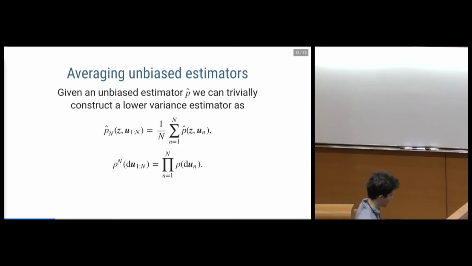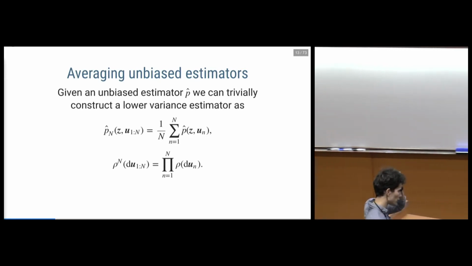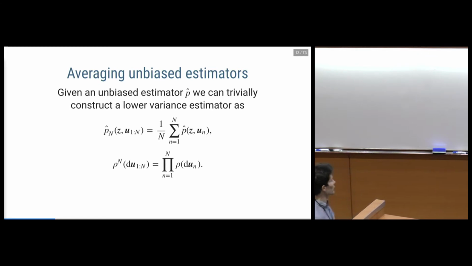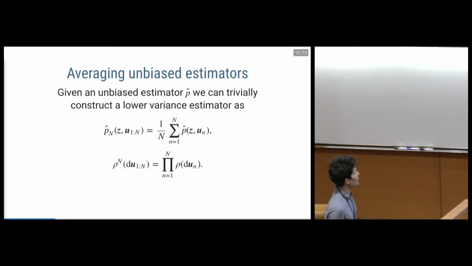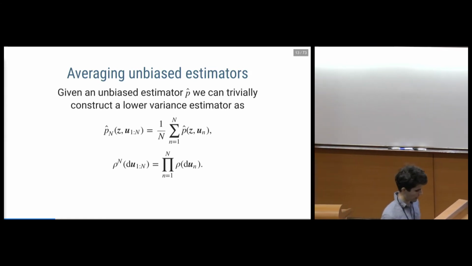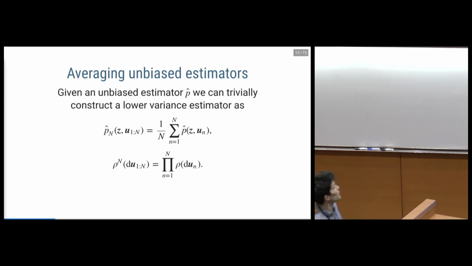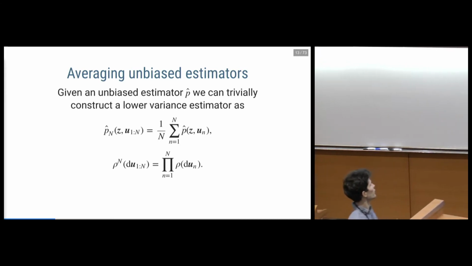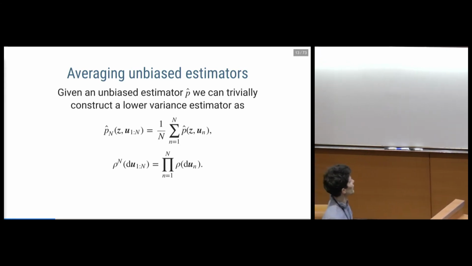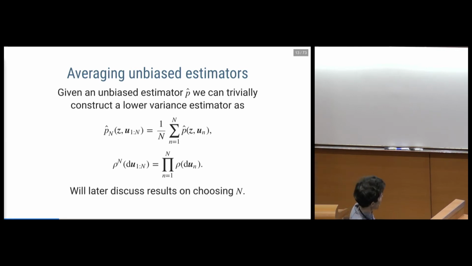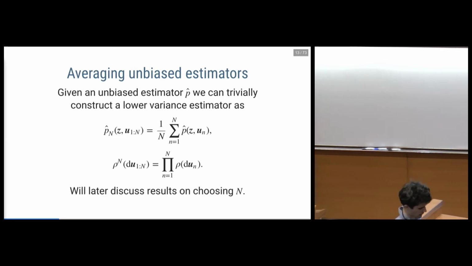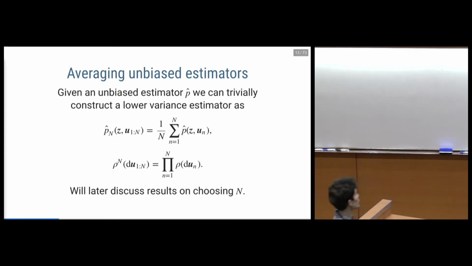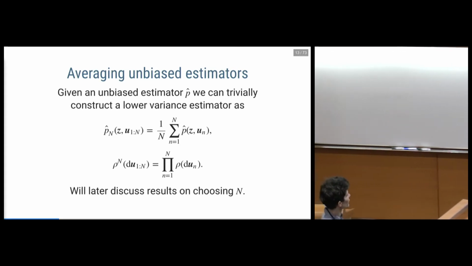So a trivial construction that we can use: if we have a particular unbiased density estimator, we can always take multiple such estimators and combine them with just a simple arithmetic mean to get a lower variance estimator. So I'm mainly putting this up here now to define some notation that I'll use later on when discussing these multi-sample estimators. And in particular, I'll discuss some results that have come out on how we should choose n in different cases.